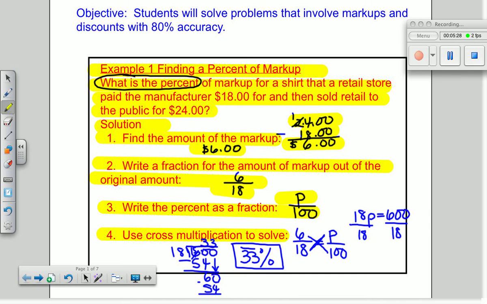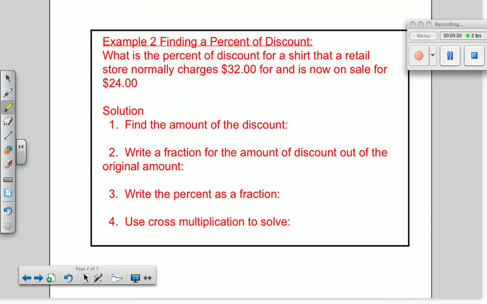So let's go to example 2. Now let's find a percent of discount. And it's going to be the same idea. Finding a percent of discount. Okay?